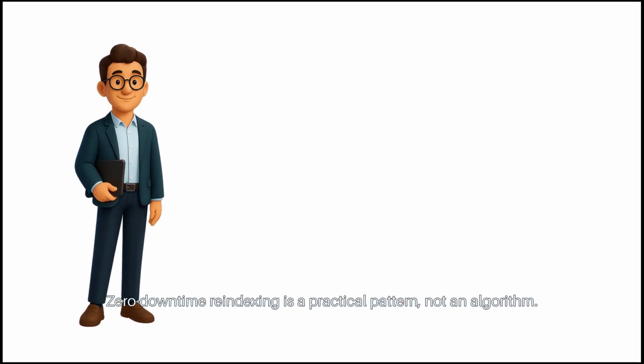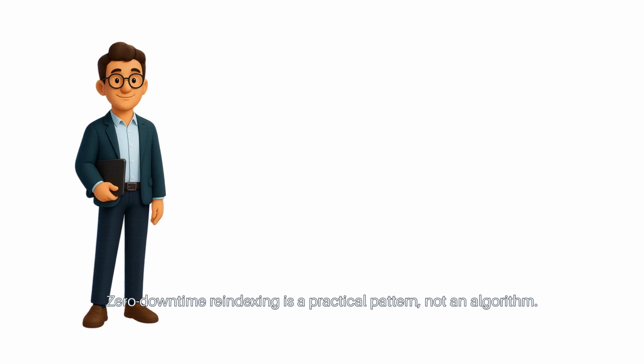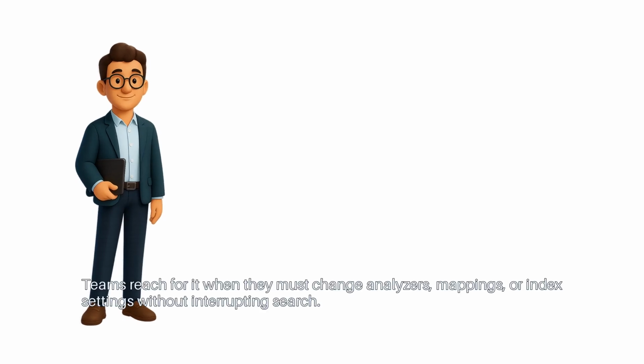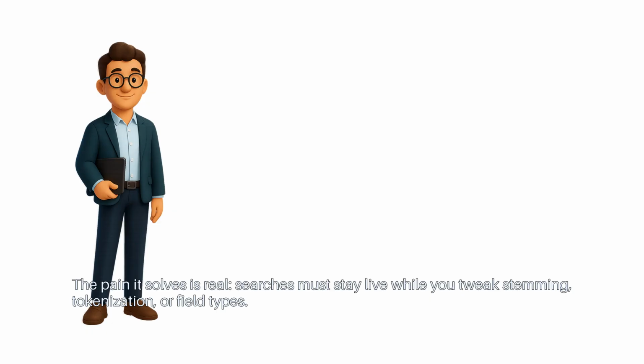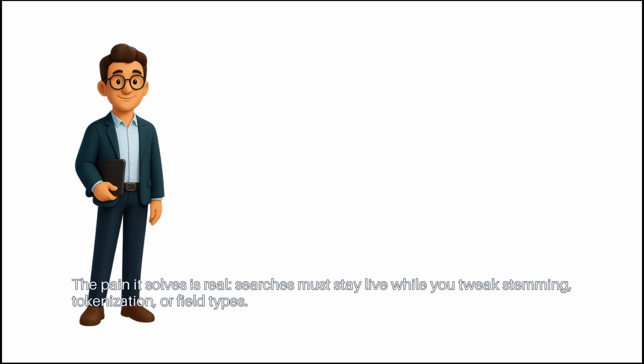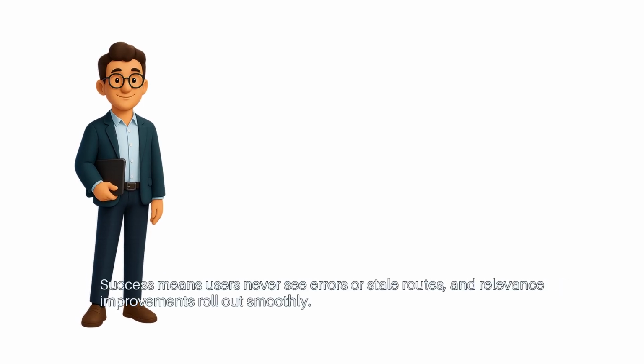Zero downtime reindexing is a practical pattern, not an algorithm. Teams reach for it when they must change analyzers, mappings, or index settings without interrupting search. The pain it solves is real. Searches must stay live while you tweak stemming, tokenization, or field types. Success means users never see errors or stale routes, and relevance improvements roll out smoothly.